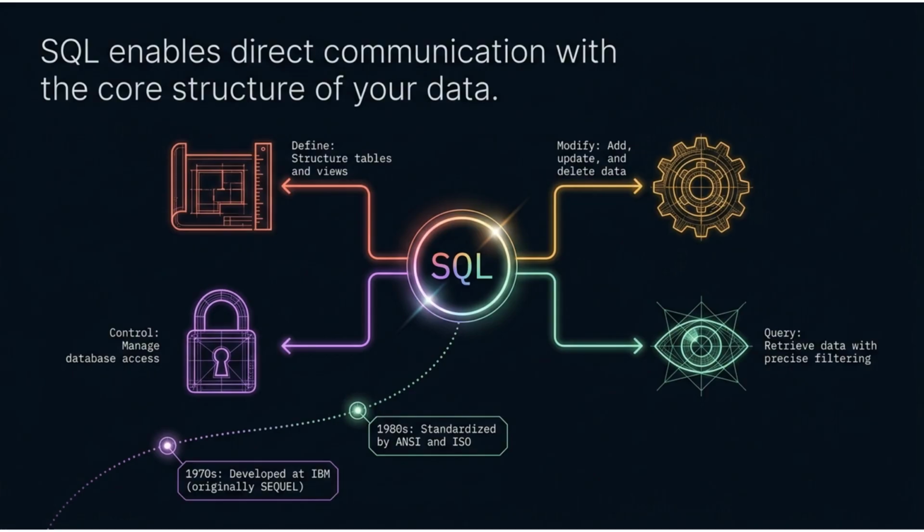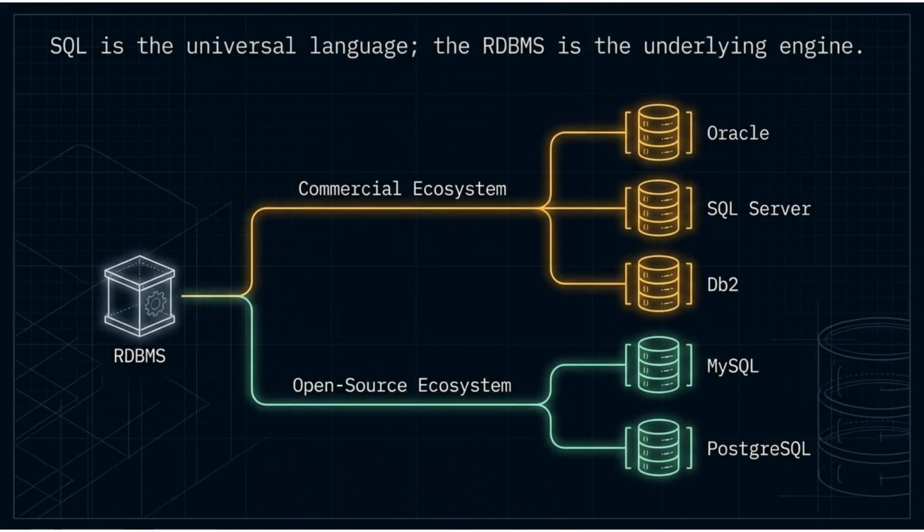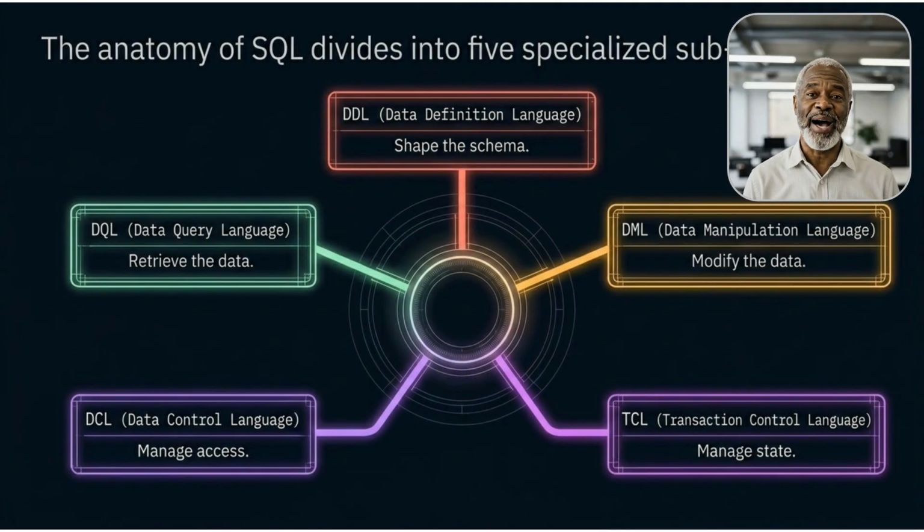SQL was developed in the 1970s and standardized in the 1980s. SQL is the universal language, while the Relational Database Management System, or RDBMS, is the underlying engine. Examples include commercial systems like Oracle and open-source options like MySQL. The anatomy of SQL is divided into 5 specialized sublanguages: Data Definition Language, DDL; Data Manipulation Language, DML; Data Query Language, DQL; Data Control Language, DCL; and Transaction Control Language, TCL.